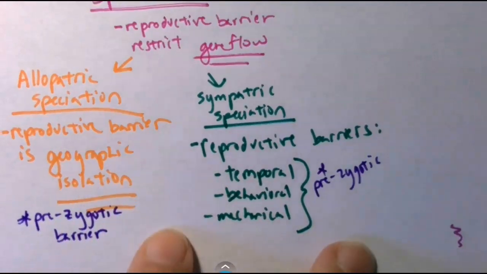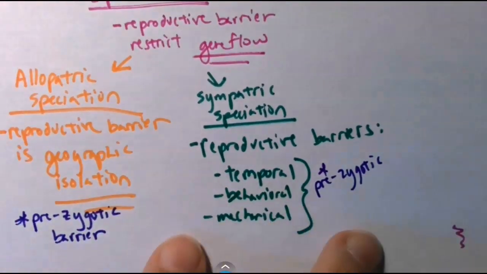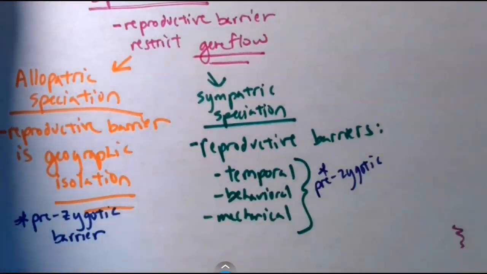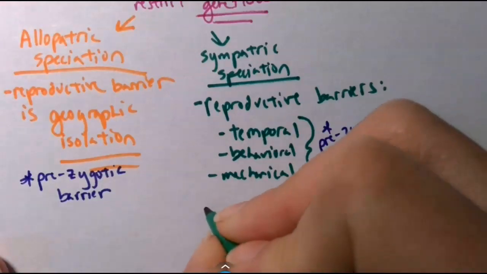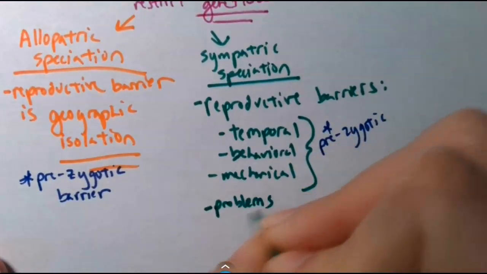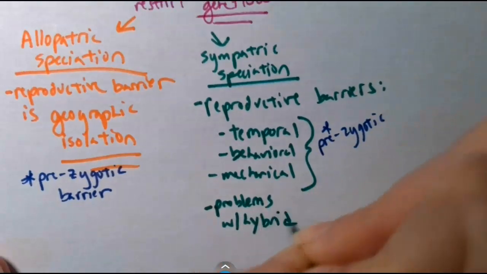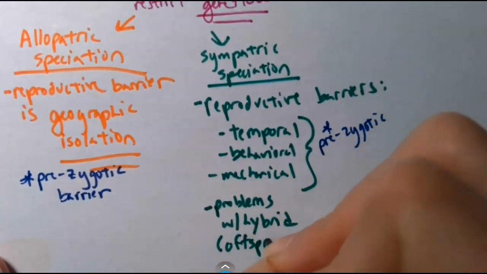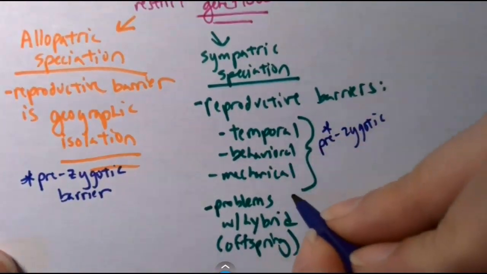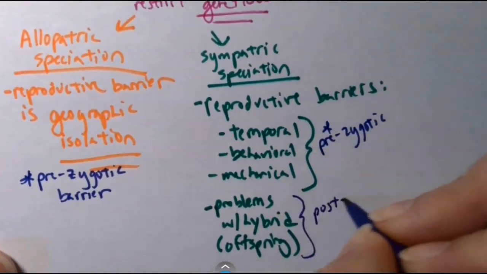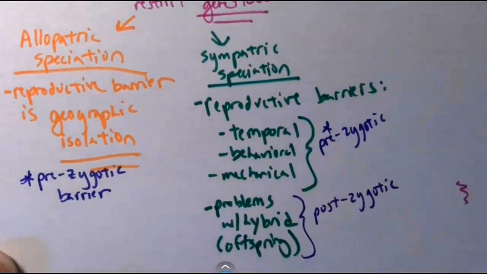So we're stopping gene flow so that enough variation and mutations can build up in the separated populations to possibly cause speciation. Now, sometimes groups that have been separated come back together and can still reproduce, but you have problems with the hybrid, which means you have problems with the offspring from the 2 different groups. When this happens, these are called post-zygotic barriers because they are after the sperm and the egg have united.